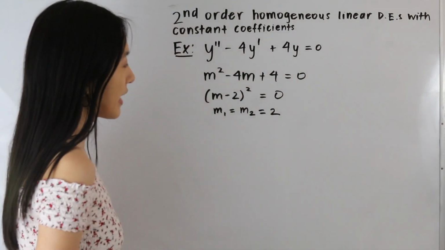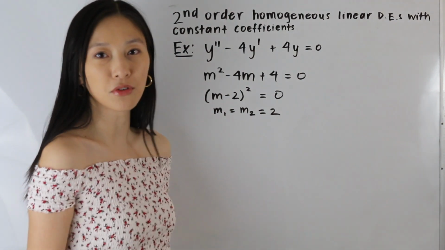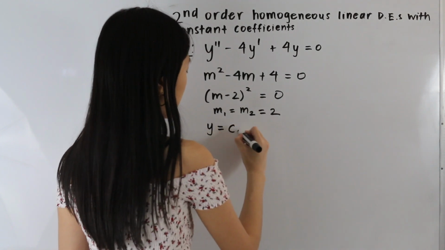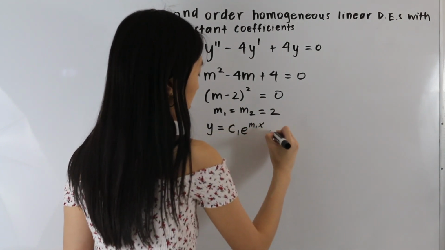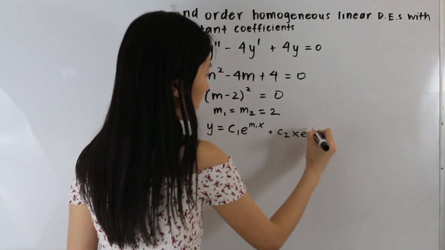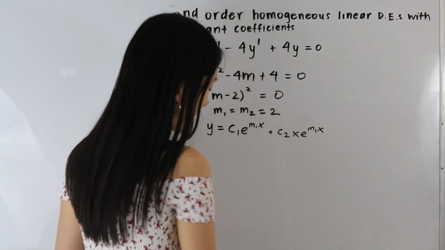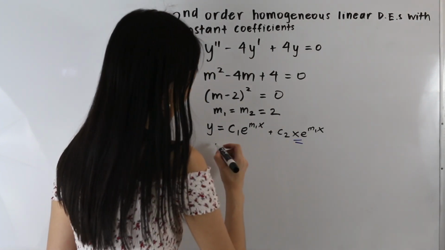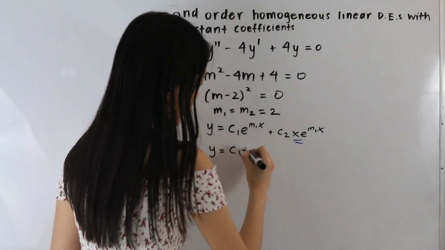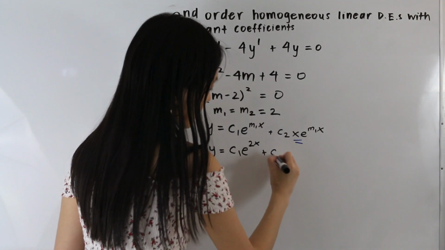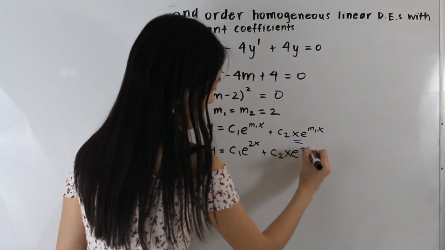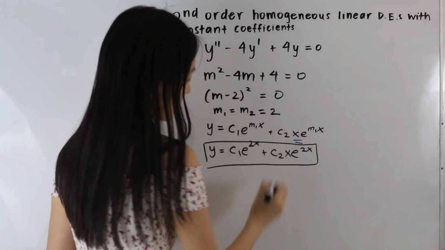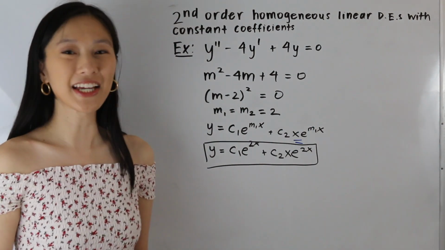So in this case, we have a case 2 situation. We have two real repeated roots. So in this case, our solution is going to have the form y is equal to c1 e to the m1x plus c2 x e to the m1x. So notice here that we are multiplying the second term by this x. So in this case here we have y is equal to c1 e to the 2x plus c2 x e to the 2x. And so that is our general solution. Let's go ahead and take a look at one more example.